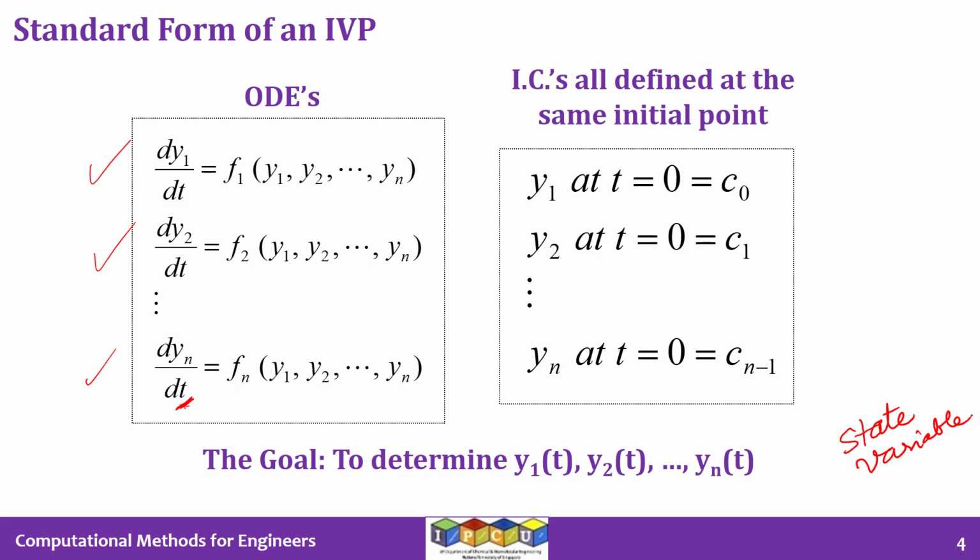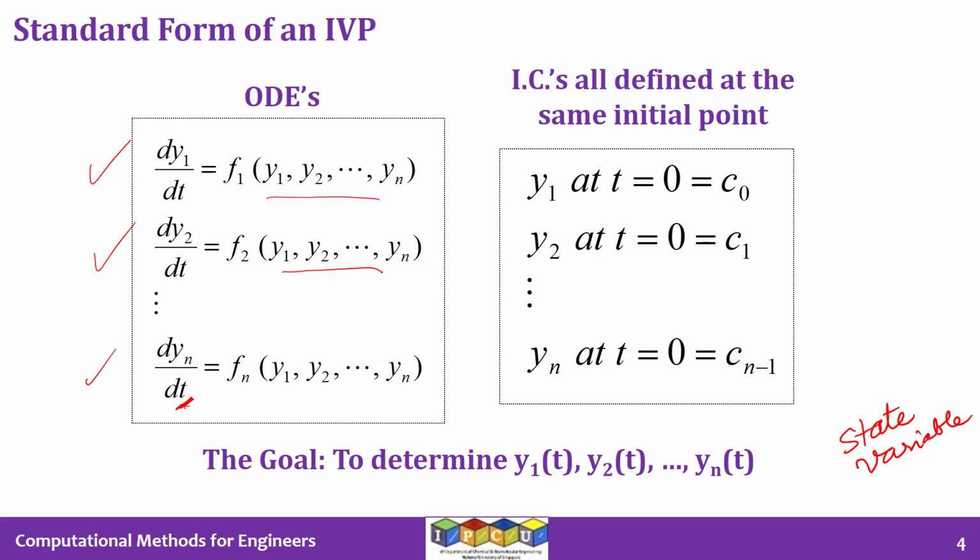T is the independent variable. And the right hand sides are different functions, and the functions are dependent on the dependent variables. They may be functions of the independent variable as well. So f1, f2, fn are the right hand sides of the functions that represent the ODE in standard form.